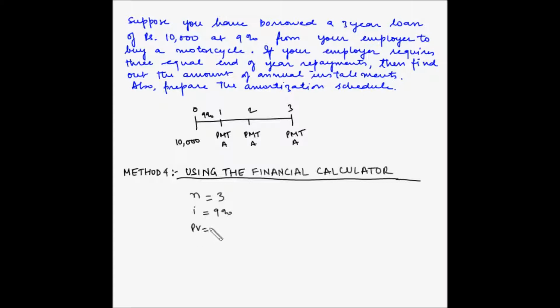The present value is 10,000. Now while using the financial calculator, we have to take care of the sign. So since this is an inflow into our pocket, this is positive. Next is PMT, that is the payments, which we have to find out. Next is future value, which in this case is 0. So let me now pull the calculator.